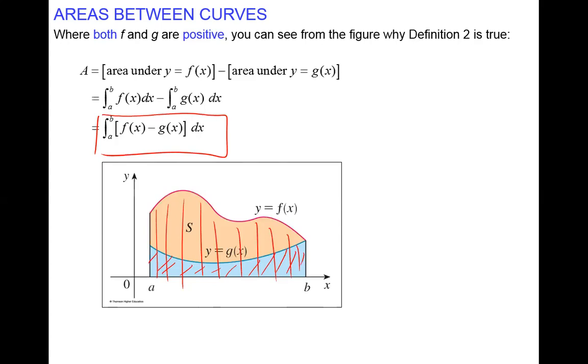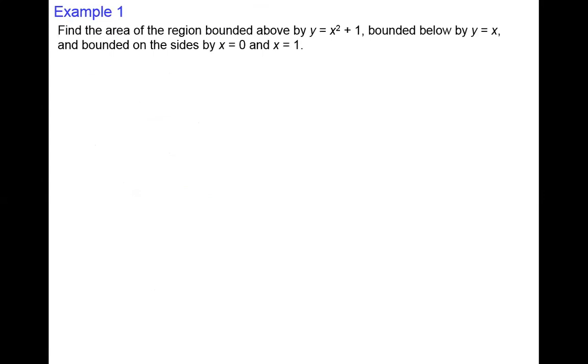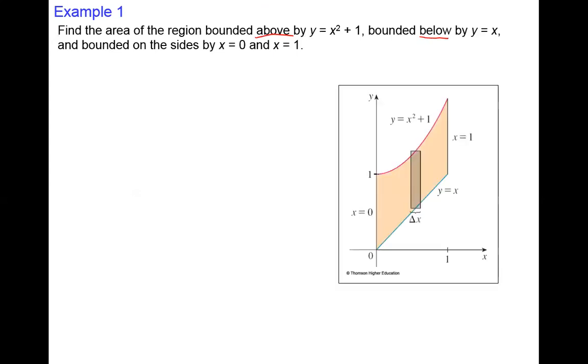Okay, let's see. I have a first exercise. Find the area of the region bounded above by the parabola x squared plus 1, bounded below by x, and on the sides from 0 to 1. Oh, I am nice. I'm telling you which one is above and which one is below. Not always will we be so lucky. And I have a graph for you.